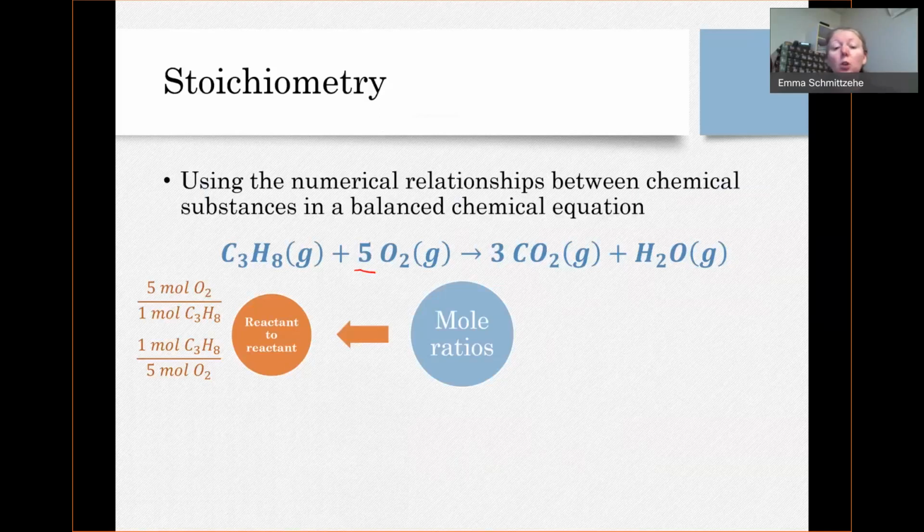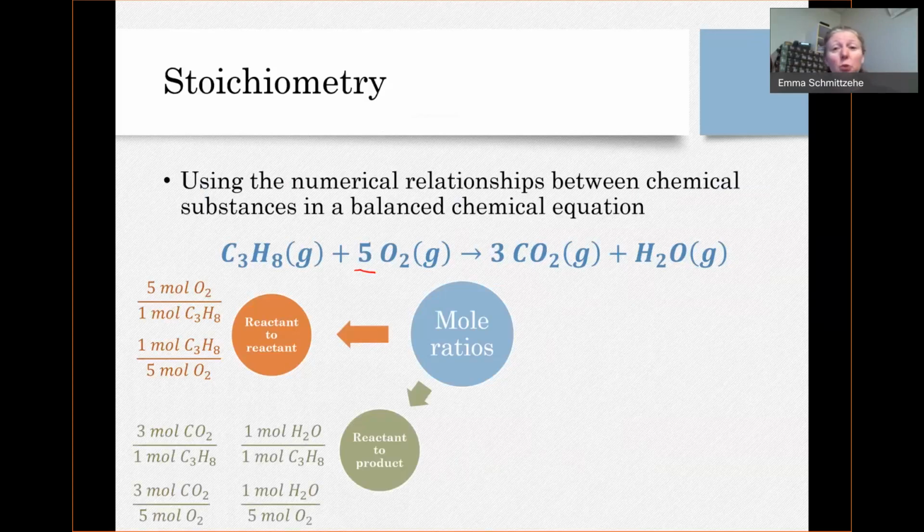Okay, we could also convert a reactant amount to a product amount, meaning if I know I'm reacting a certain amount of propane, I can calculate how much CO2 that will produce or how much water that will produce, by setting up ratios that relate propane to CO2 and propane to water. Okay, I can do the same thing. If I had a starting amount of oxygen, I could calculate how much product I would get. Set up ratios for CO2 and H2O from oxygen. Sorry. So I have all 4 of those ratios there.